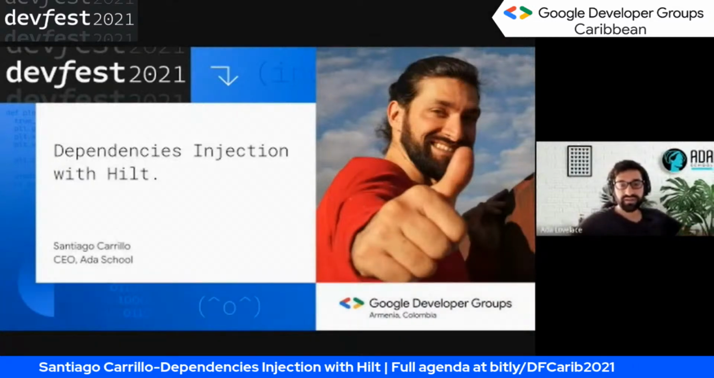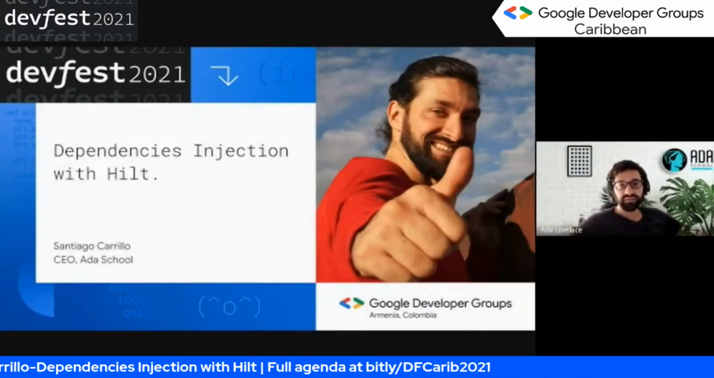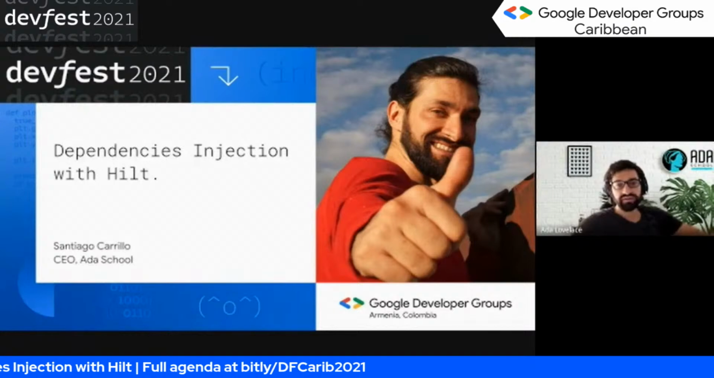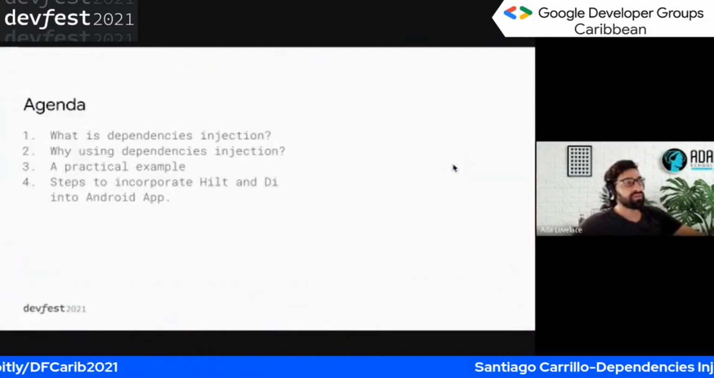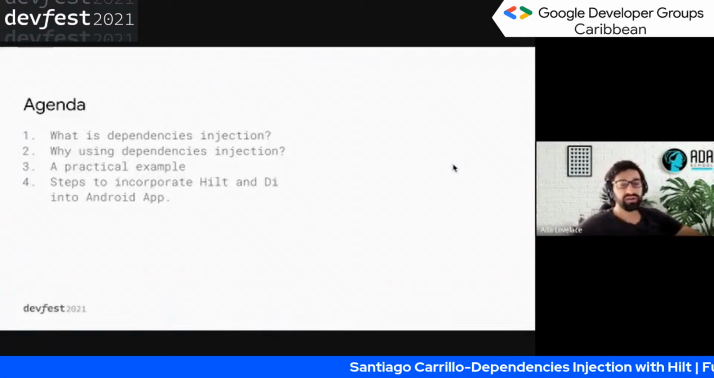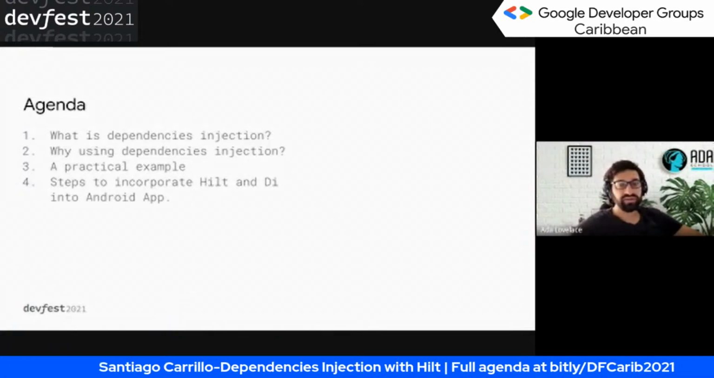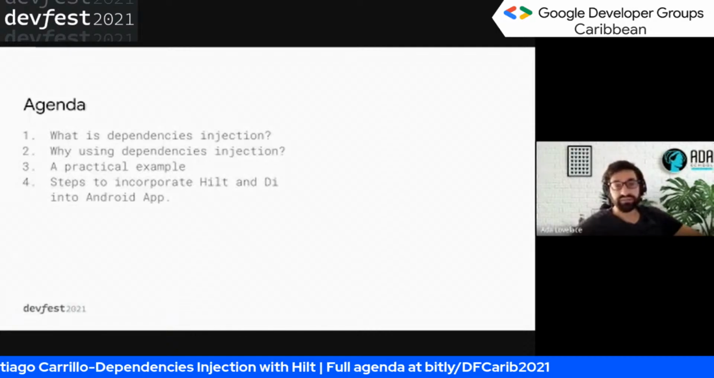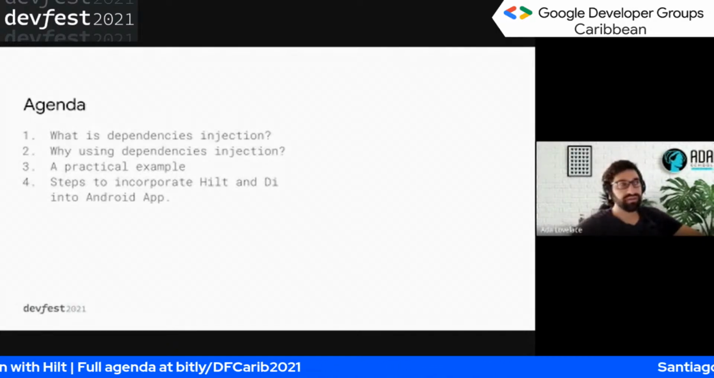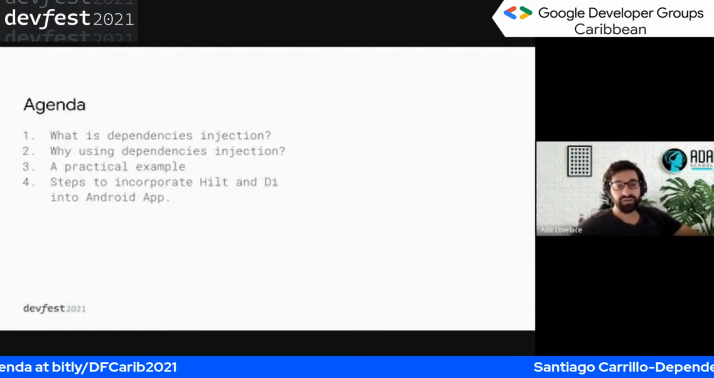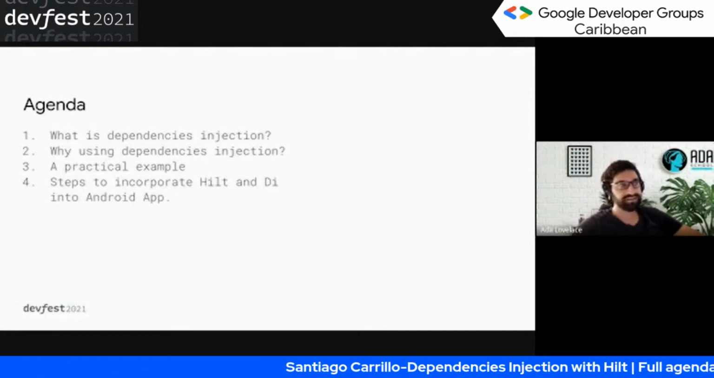Hi everyone, my name is Santiago Capito from Colombia, and I'm going to talk to you today about dependency injection with Hilt. Before we dive into the topic, let's look at the agenda. We're going to cover today what dependency injection is, why use dependency injection, a practical example with a context and how we can use this to achieve different things, and finally, the steps to use Hilt to achieve dependency injection with Android. So let's start.